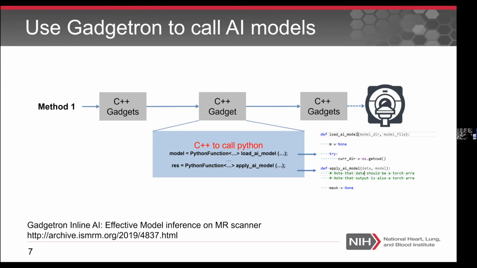The key point is we can utilize the existing Gadgetron chain, then extend its ability to call AI instead of building everything from scratch. That's actually important because we want to augment the ability of MR imaging, not to replace it.